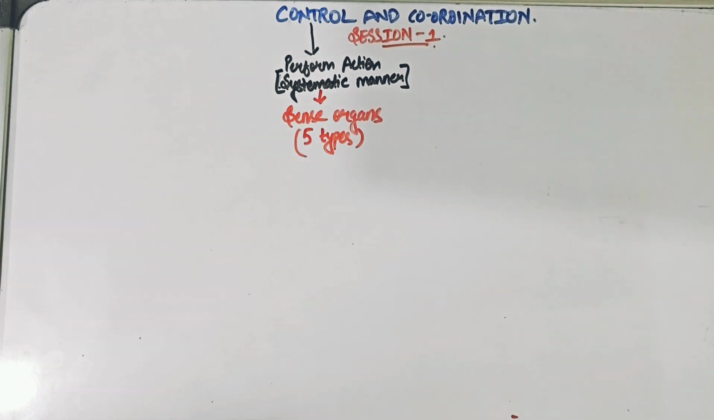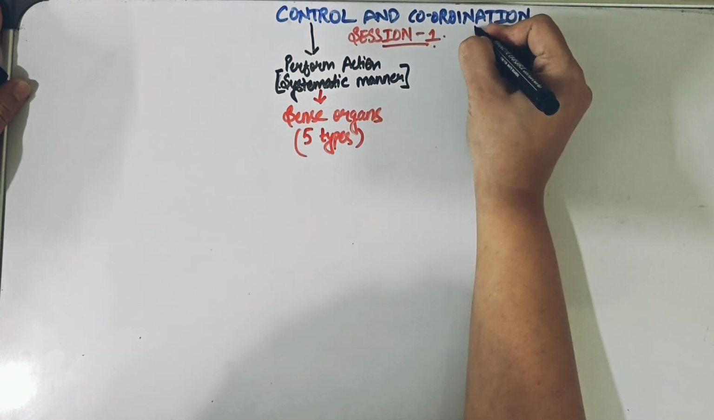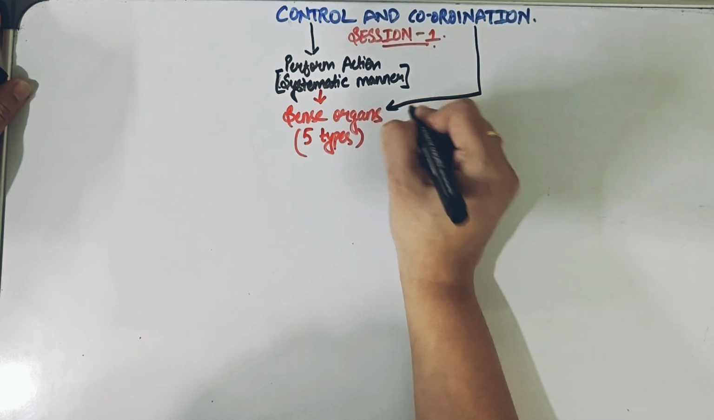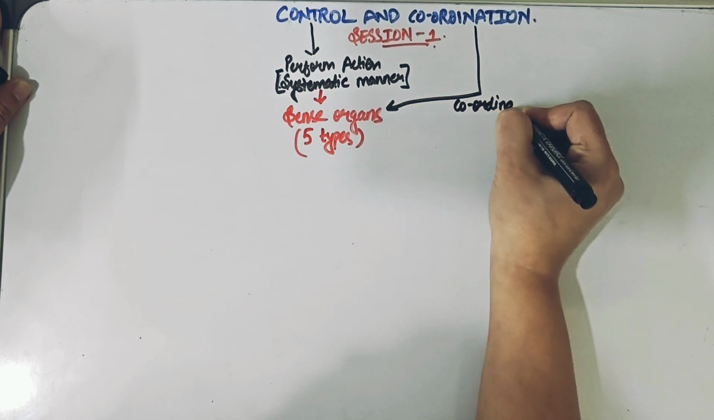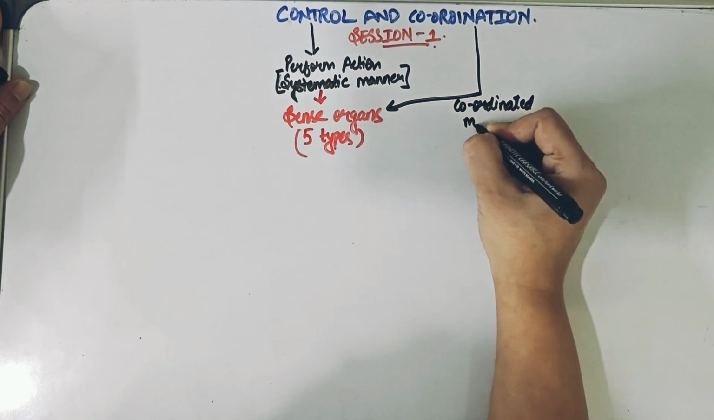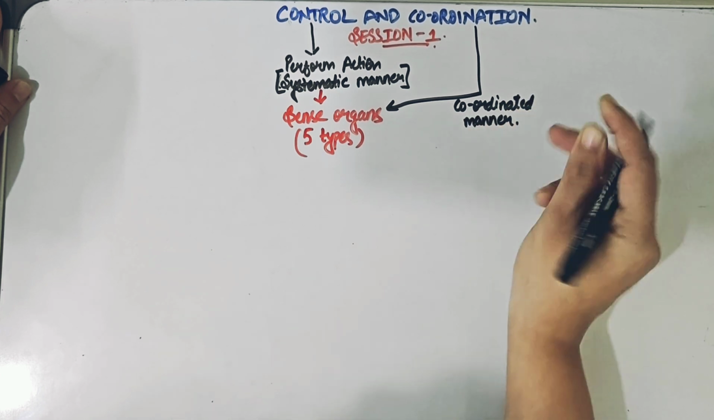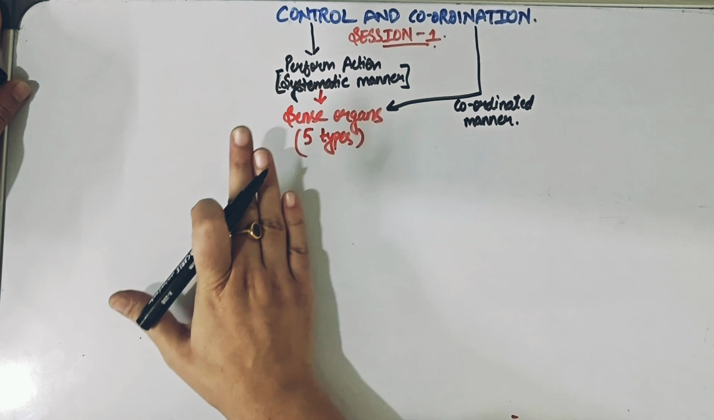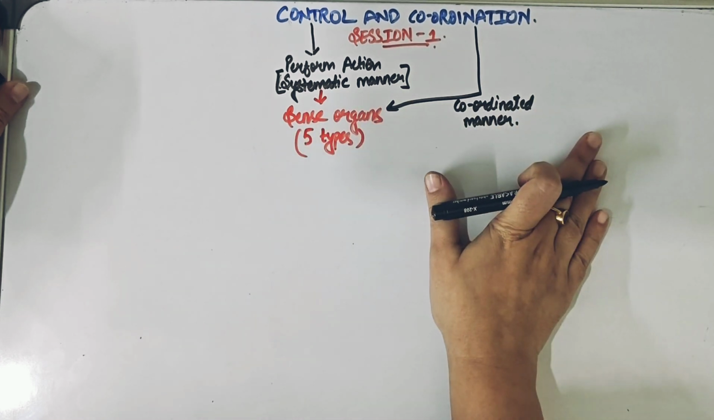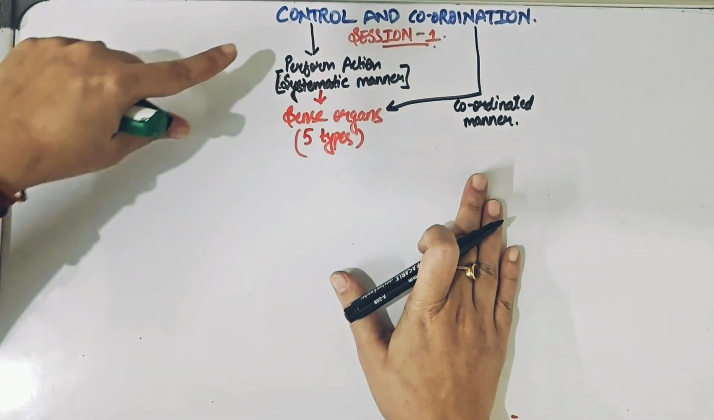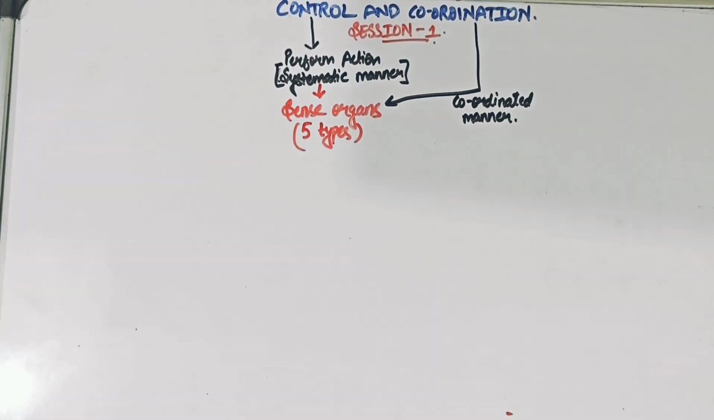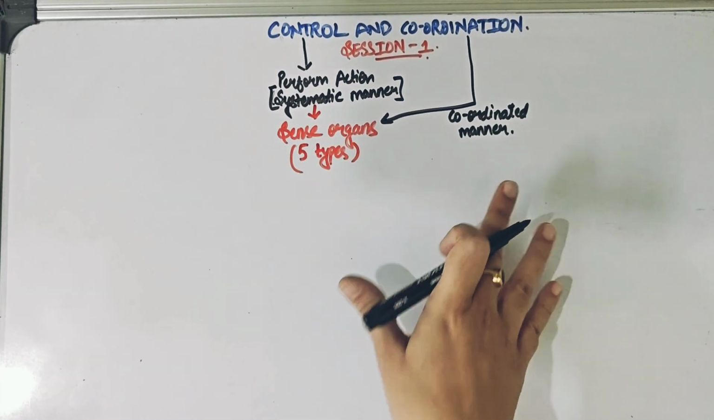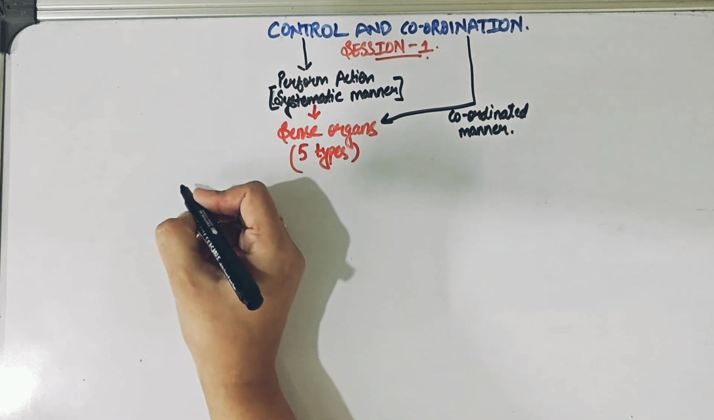But it's not just the sense organ. We also need help from different organs of our body, and they all work in a coordinated manner. All the organs, all the tissues, they work together so that with the help of sense organs, with the help of different organs in our body, we are able to perform an action efficiently. So if this much is clear to us, let us try to define what control and coordination is basically.